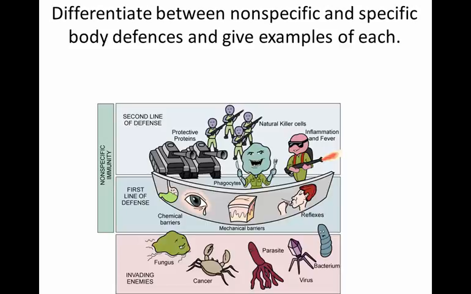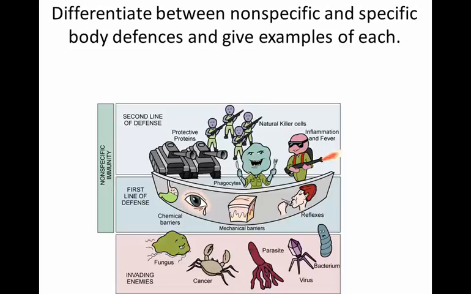Each of these types of defenses protect us by not allowing the fungus, parasites, bacteria, etc. into our body in the first place. Tears wash away any bacteria that might get on the surface of our eye. Mechanical barriers like our skin prevent viruses or fungus from even getting into our body by providing that wall-like structure.